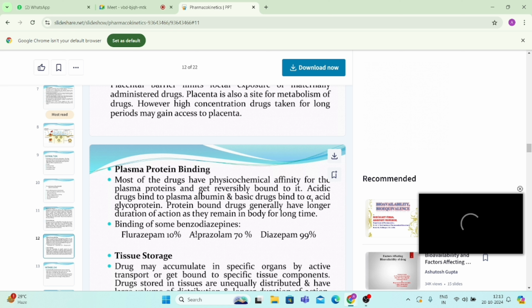And if you see the binding of the drugs related to the benzodiazepine site, here are some examples. Flurazepam is going to bind only 10%. Alprazolam and diazepam, if you see, range between 70% and 99% of the drug binding.